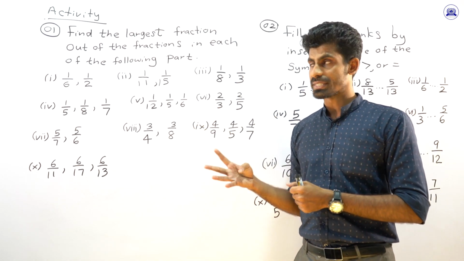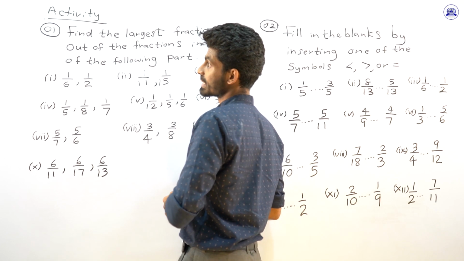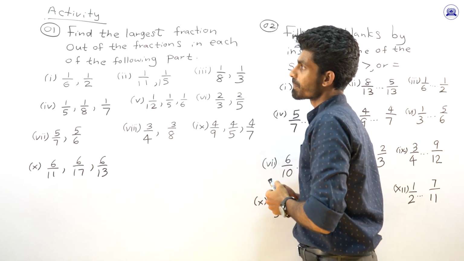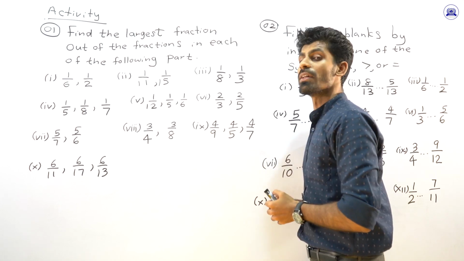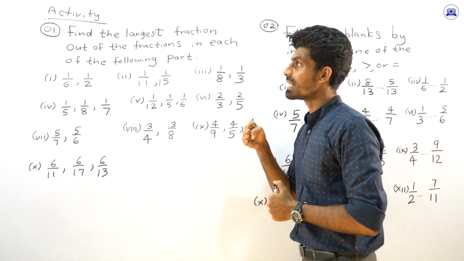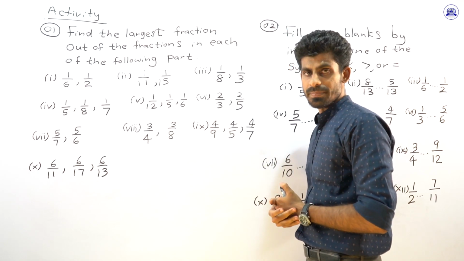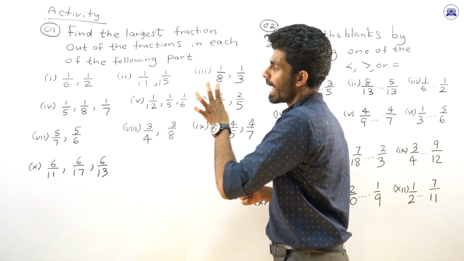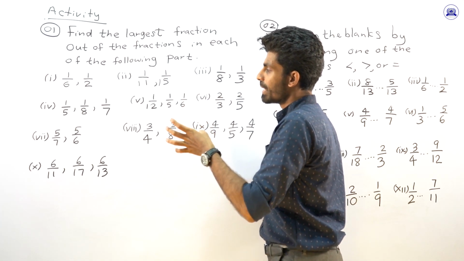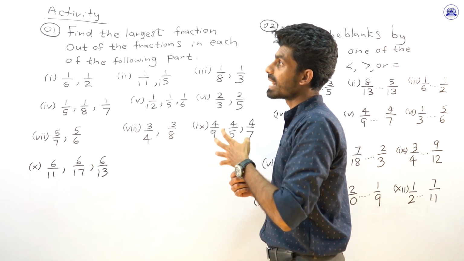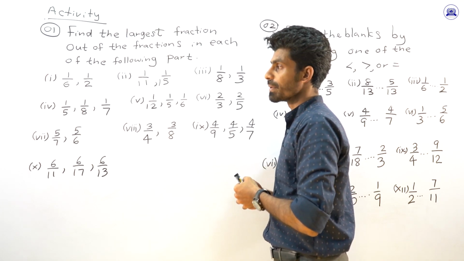There are 4 questions. I will explain the first 2 questions out of 4. Find the largest fraction out of the fractions in each of the following parts. So you need to find out which one is the largest fraction, right? There are some different denominators and also same numerators, so unit fractions are there. Then you need to find out which one is the largest fraction.